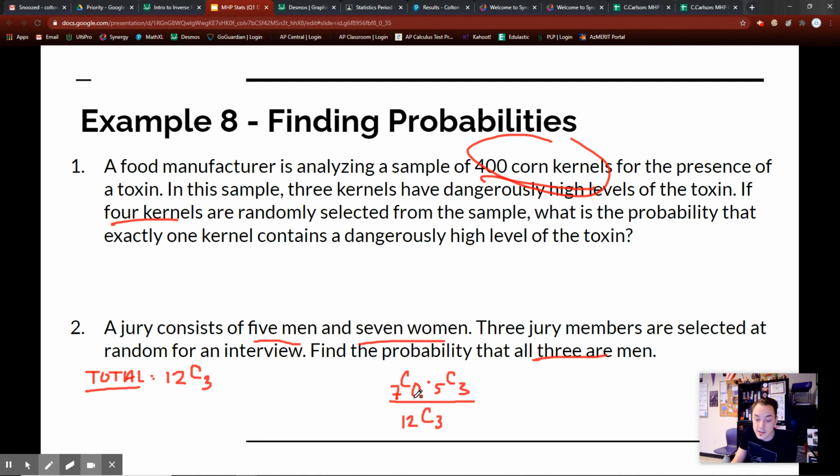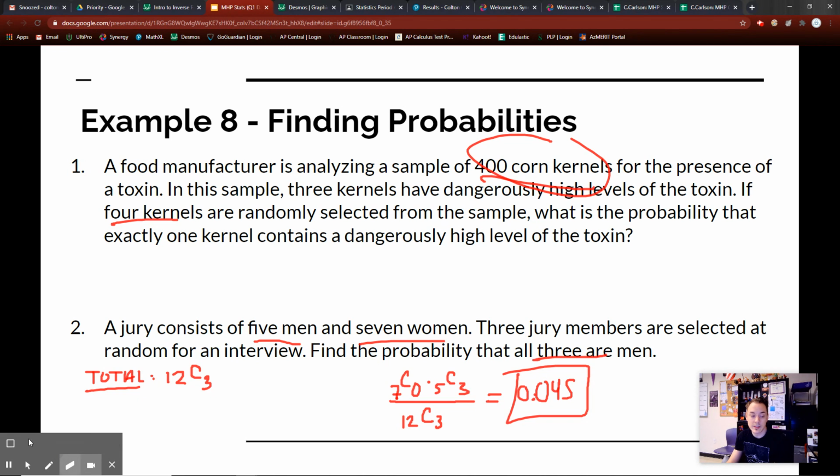So now notice that 7 plus 5 gives me 12, and 0 plus 3 gives me 3. So it is a total, okay? So it definitely does work out theoretically. When I simplify this, I get 0.045, or roughly 4 or 5%, okay? Awesome. That is literally the additional topics in probability and counting. I hope that wasn't too bad.